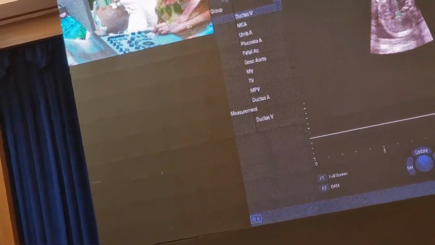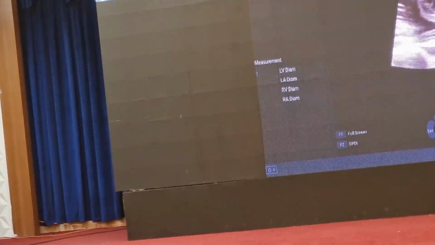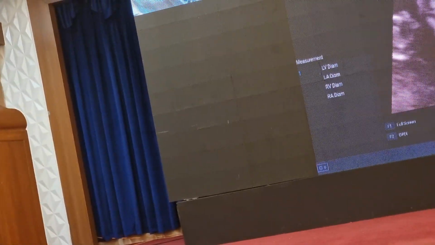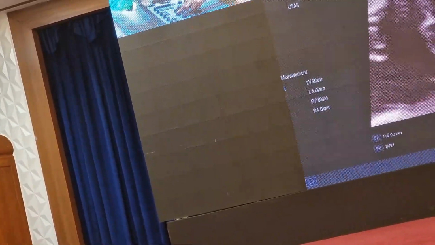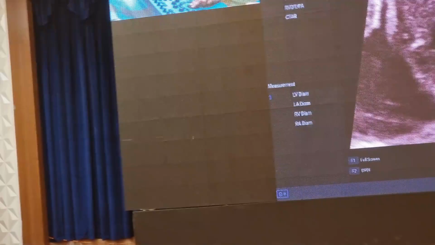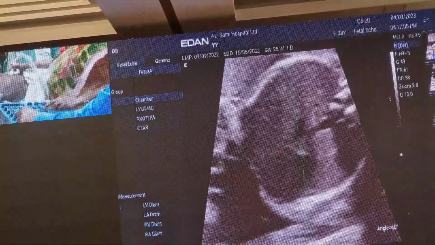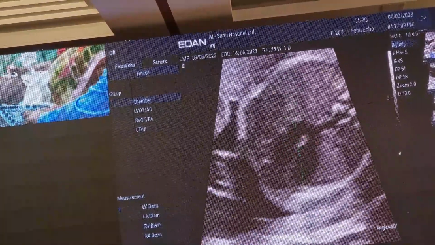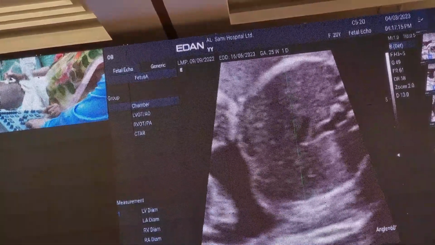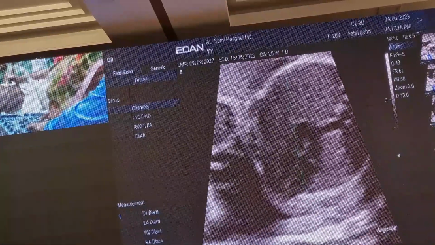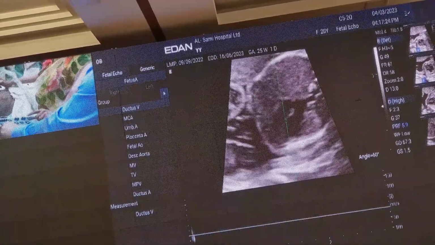Yeah, so what we do is we go into the 4-chamber, zoom. So we take a good 4-chamber view and we put the pulse Doppler sample in the left ventricle close to the crux of the heart, and now we take the waveform.